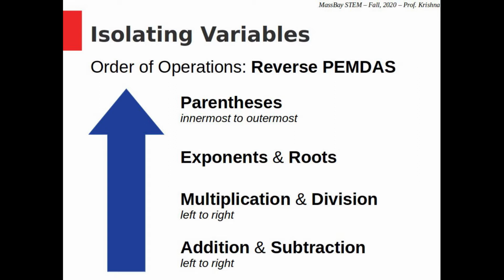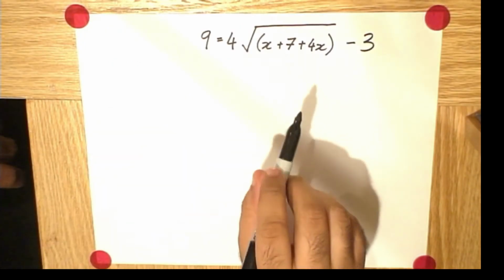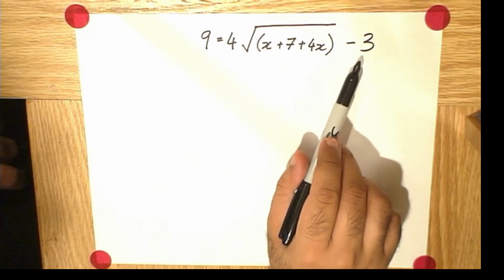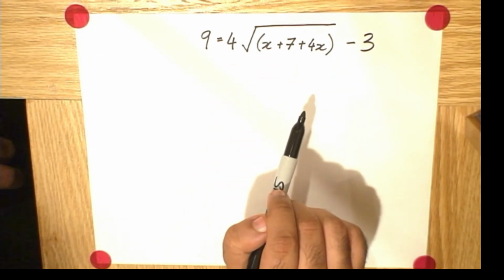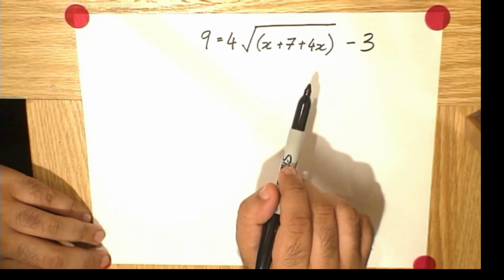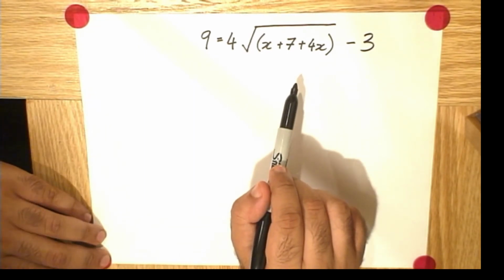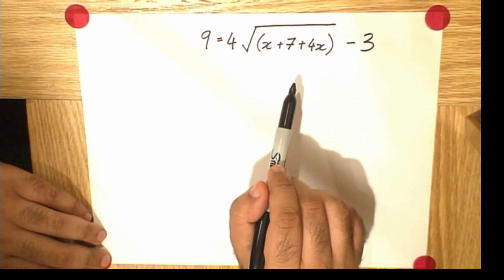Another type of algebraic puzzle occurs when a variable has a series of operations performed on it. You have to undo those operations in order to isolate the variable and reveal its value. The isolation process always occurs in reverse PEMDAS order. Here is an example of an equation where we need to isolate the x in order to solve for what its value is. We need to undo the operations that were done on it going in reverse PEMDAS order.